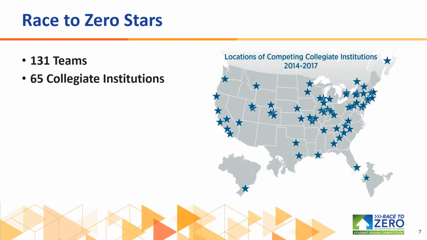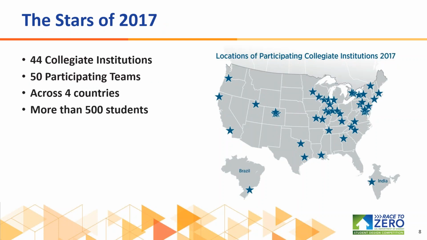Moving to the stars for last year, which was our most successful and most recent year, we had 44 collegiate institutions competing in the Race to Zero. That included 50 different participating teams, so often there was more than one team from an individual institution, and we covered 4 countries last year, including Canada, India, and Brazil. And there were more than 500 students participating in the Race to Zero. So this has been an incredible success for us to really engage so much of the country and the international academic community involved in architecture, engineering, and construction management.